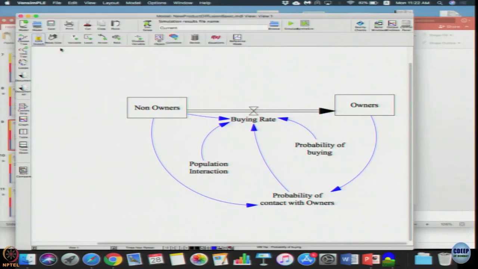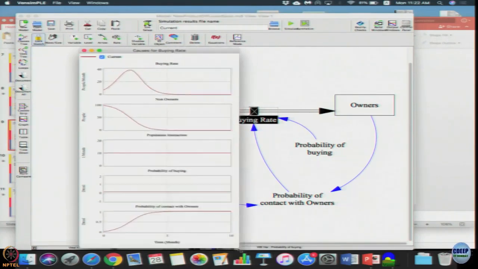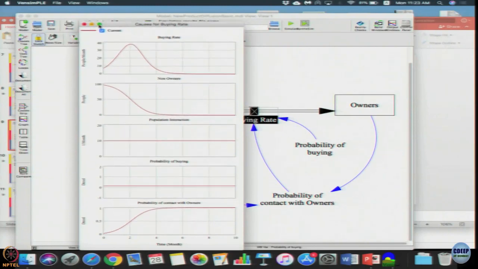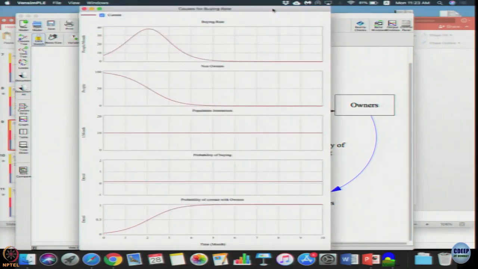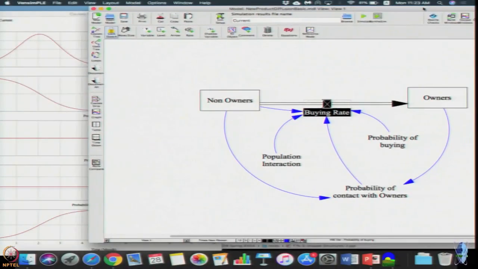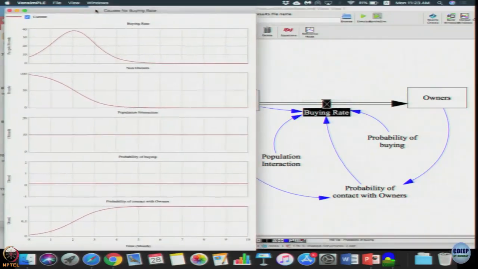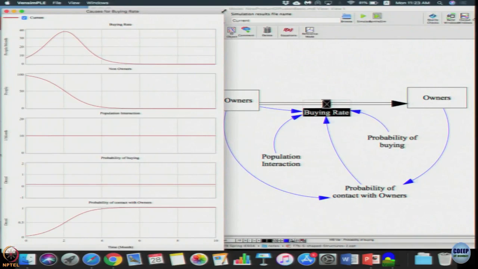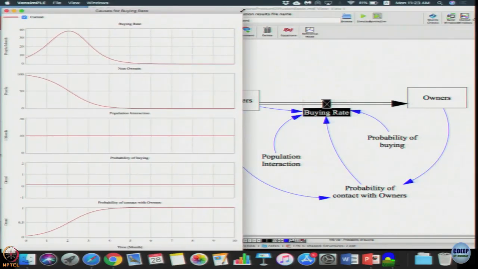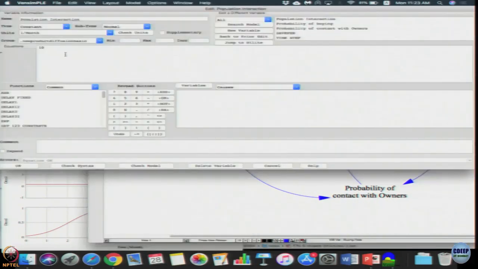If you run the model, click buying rate, click causal strip. After you run the model, once you do that, you should get a graph like this. 1 over month is the unit for population interaction, value is 10. Probability of contact with owners is here, you can see it. Unit is dimensionless, DMNL. Here is the equation, owners divided by non-owners plus owners.